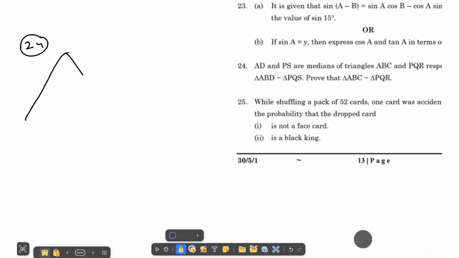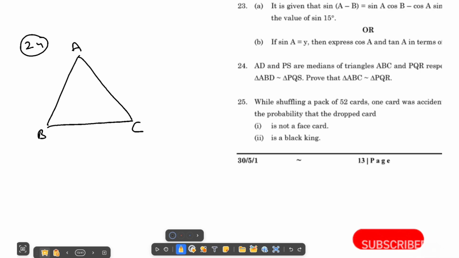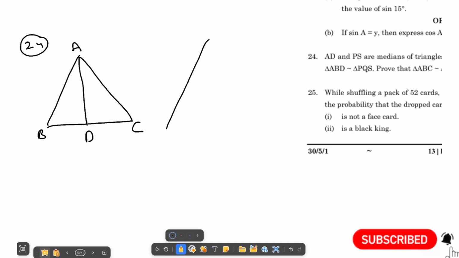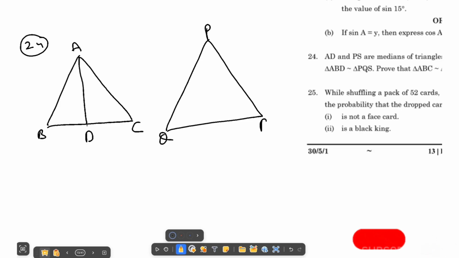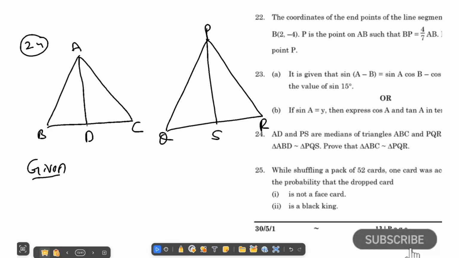Triangle ABC, and AD is the median. Next, there is a triangle PQR, and PS is the median. So what is given here? It is given that triangle ABD is similar to triangle PQS.